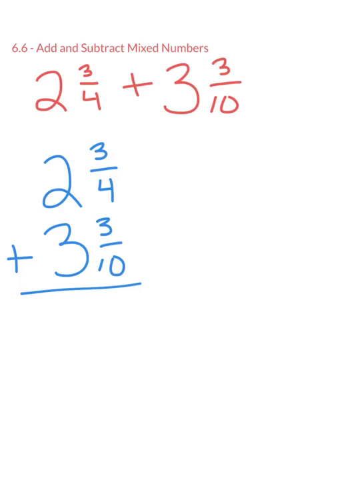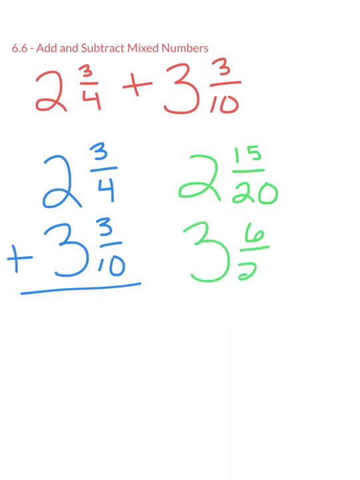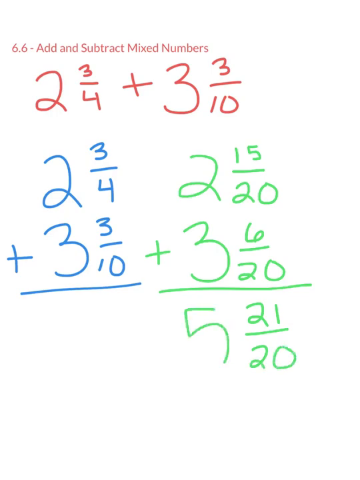So I'm going to rewrite 2 and 3/4 as 2 and 15/20. And I'm going to rewrite 3 and 3/10 as 3 and 6/20. And we're going to add those together. So add the fractions first. 15/20 plus 6/20 is 21/20. And 2 plus 3 is 5. So we can say the answer is 5 and 21/20.